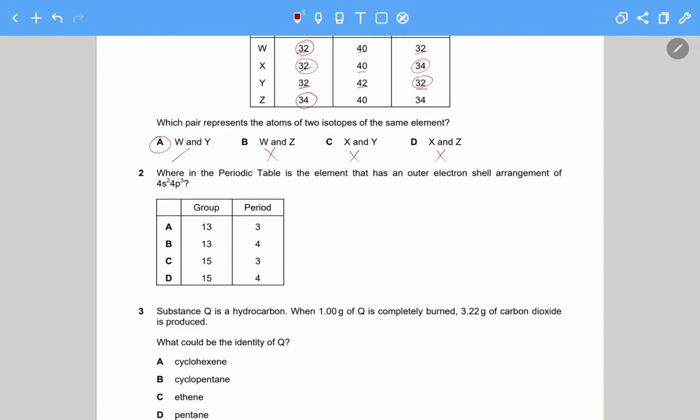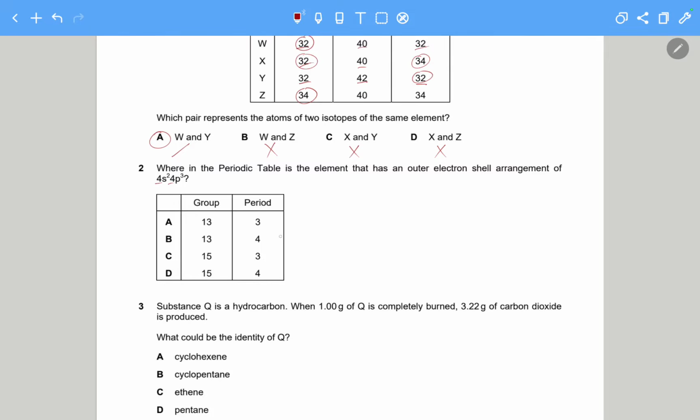Then question 2. Where in the periodic table is the element that has an outer electron shell arrangement of 4s2, 4p3? So first we look at the principal quantum number. It is 4. So the principal quantum number is 4, and therefore if we look at the options, we can rule out A and C, and we know that it has to be one of B and D, because the element has to be in period 4, because the principal quantum number is 4.